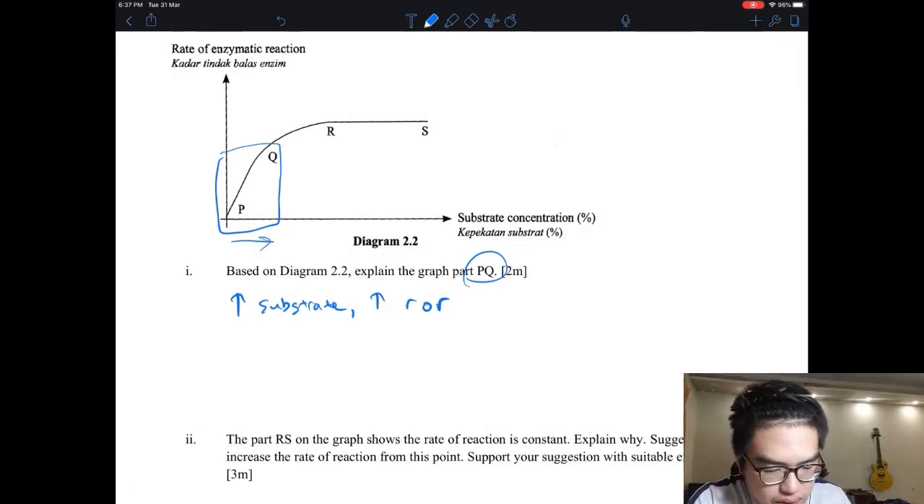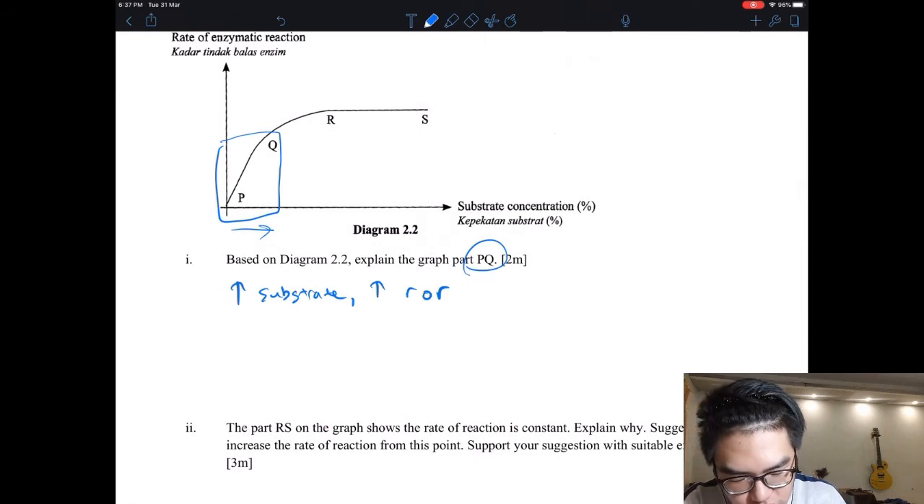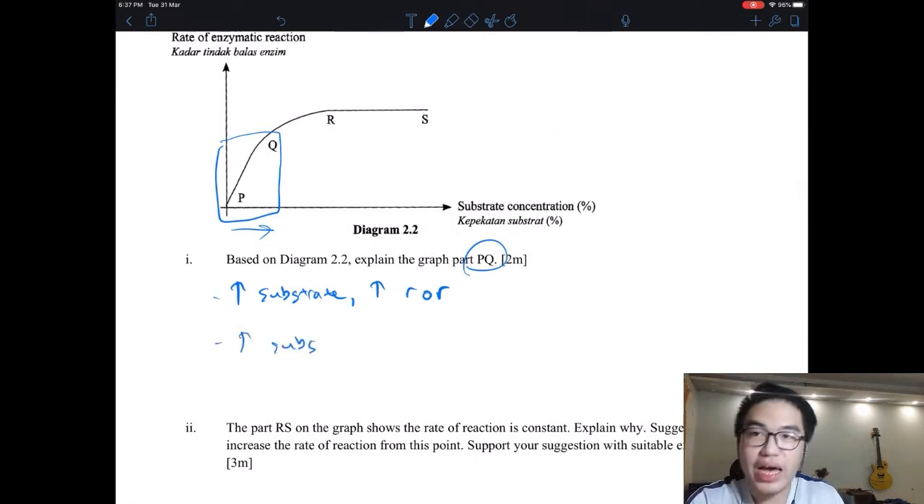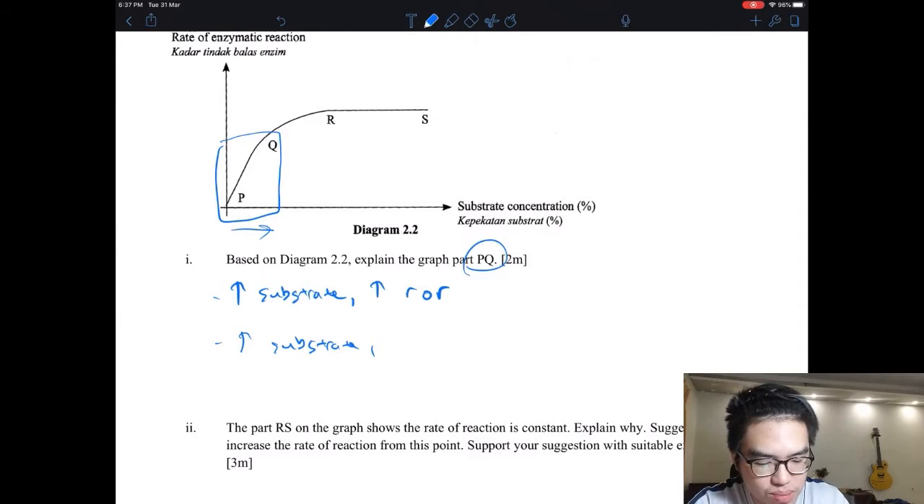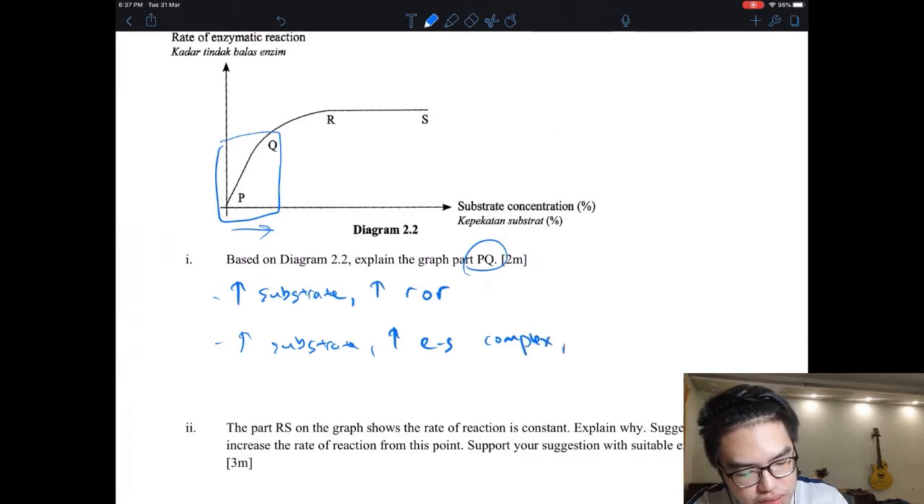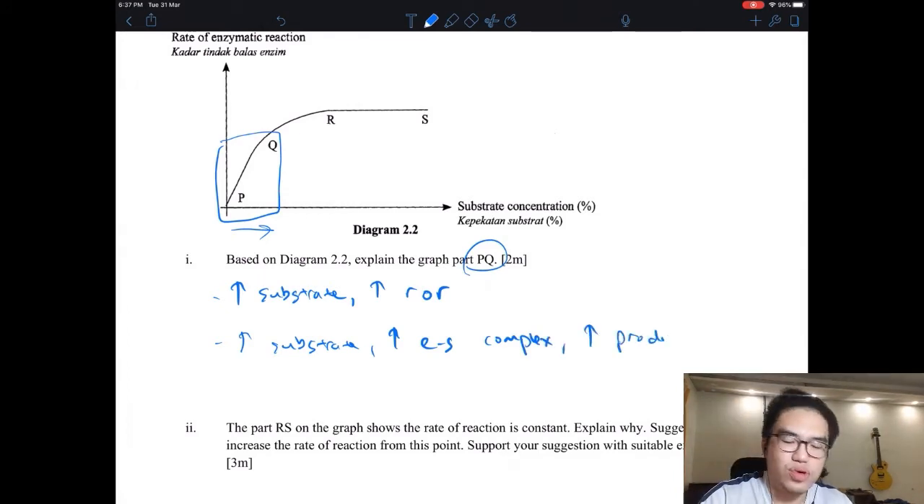Why is that so? Because you have higher substrate. And don't say more enzyme, my enzyme is constant here. So more substrate will bind to it, so I can form more enzyme substrate complex, so more product forms, and so on and so forth.